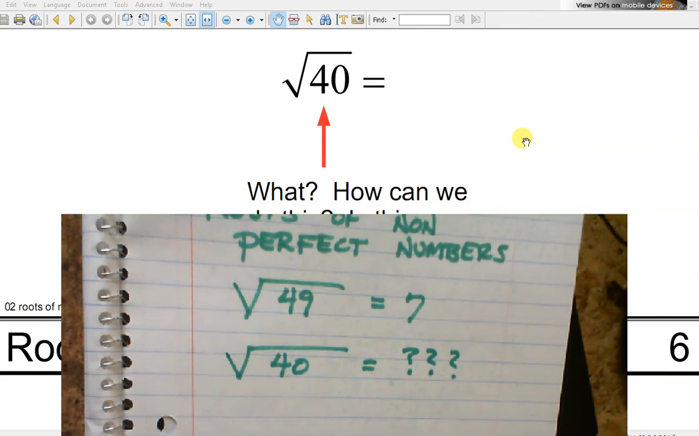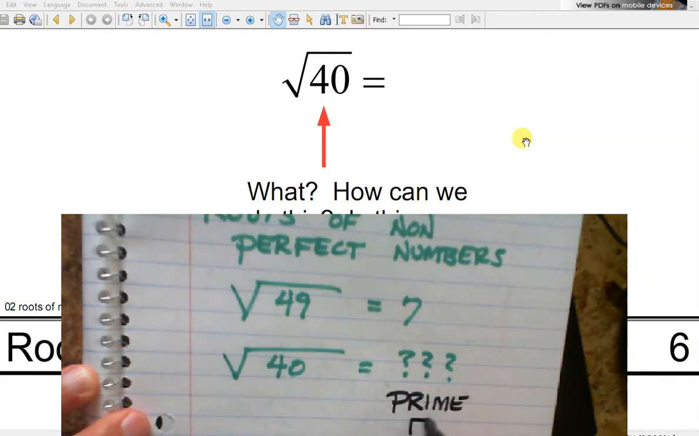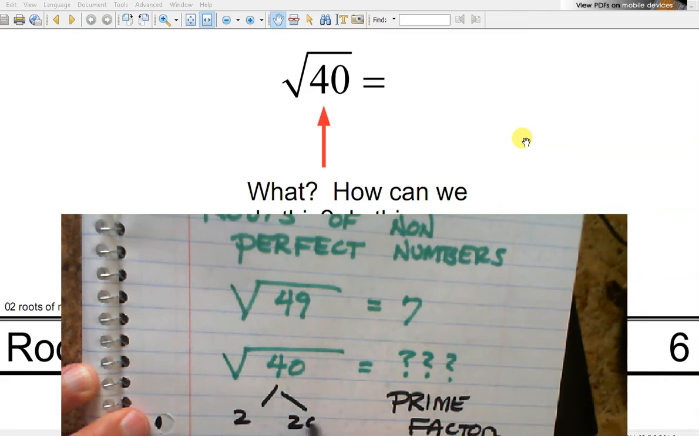I could use a calculator and get an answer, but I'm not going to use a calculator. I'm going to do another method to get an answer. It's not going to be a decimal answer, but it will be the square root of 40. So how do I do this? First off, I prime factor 40. Well, a 40 is a 2 times the 20.